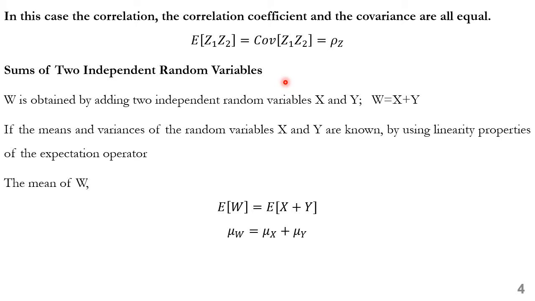We'll move on to the next topic, that is, the sum of two independent random variables. Let us obtain W, which is a new random variable, the sum of two random variables x and y. If the means and the variances of x and y are known, we can make use of the linearity property of the expectation operator. The expectation of W, that is nothing but the mean of W, is equal to the expectation of x plus y. Applying linearity, we get E of W equal to mu W, E of x is mu x, E of y is mu y.